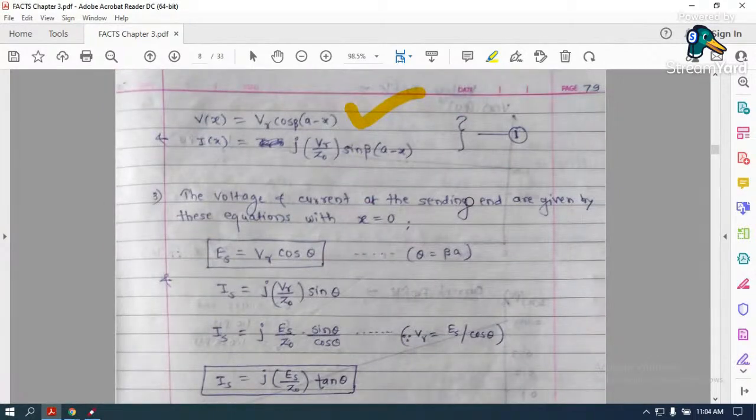Now the voltage and current at the sending end are given by. Now we'll talk about sending end voltage and then receiving end voltage. Okay, sending end x will be equal to 0, receiving end x equal to A. If I put x equal to 0, V of x will be equal to Vs or Es. At x equal to 0, you are at the sending end. Just put x equal to 0, V of 0 will be equal to Vs or Es is equal to Vr cos beta A. If I put x equal to 0, it becomes only cos beta A. Yes, where beta into A is nothing but theta, I will say it as Vr cos theta.